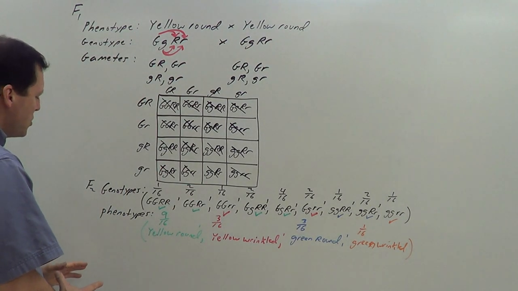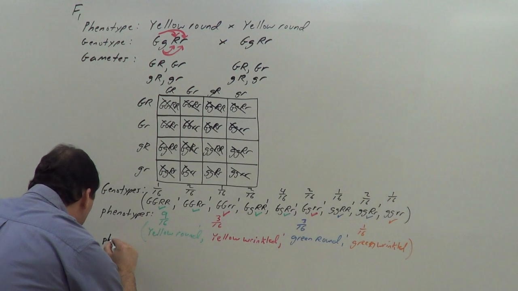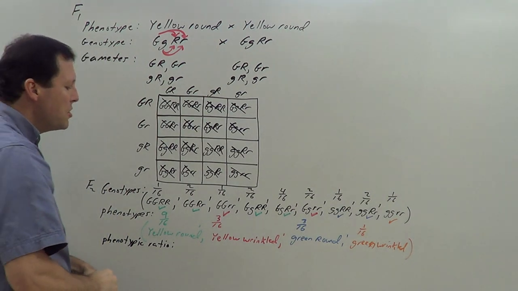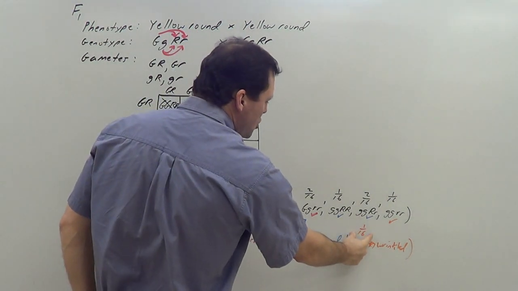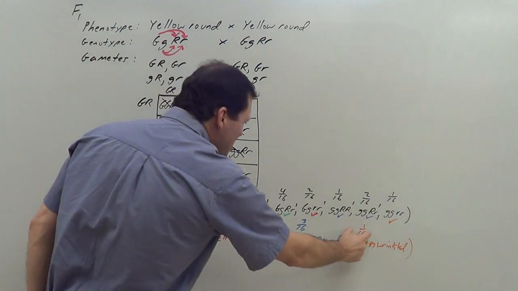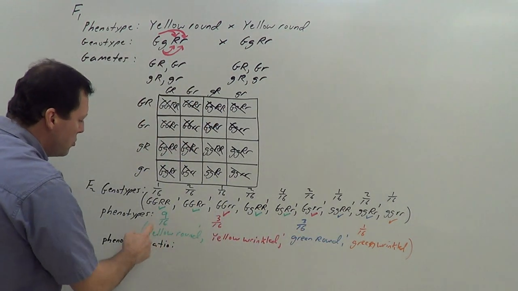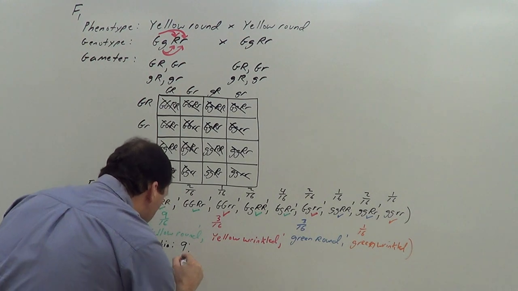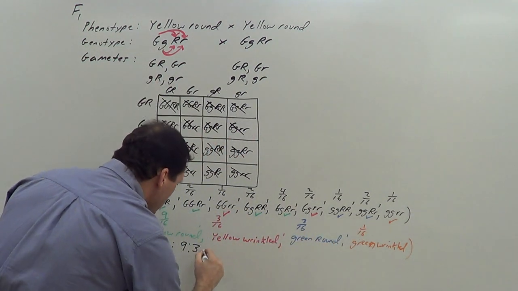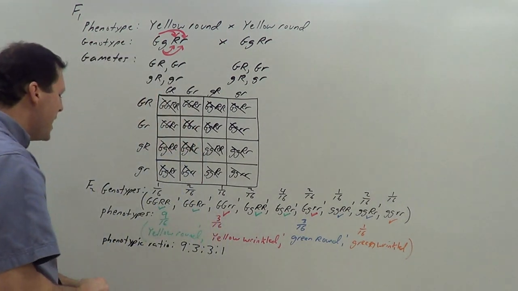Now, finally, what do I want to do here? Or almost finally, let's figure out phenotypic ratio. Again, this is a comparison. What I want to do is take the lowest fraction, the smallest fraction, and divide it into all the others, including itself. So 1/16 goes into 9/16 9 times. In a sense, you can just look at the numerator here. So 9 times, colon. 1/16 goes into 3/16 3 times. 1/16 goes into 3/16 3 times. 1/16 goes into itself once. So that's my phenotypic ratio.